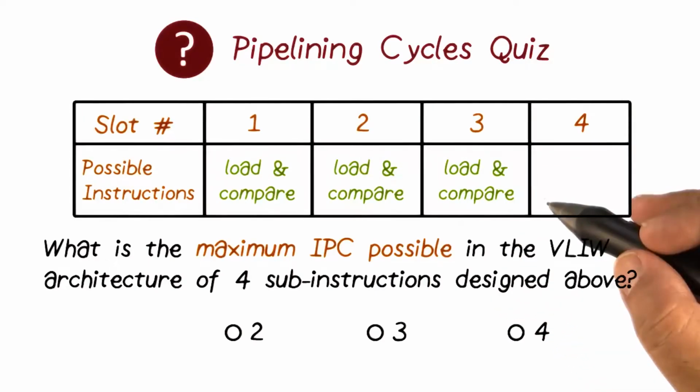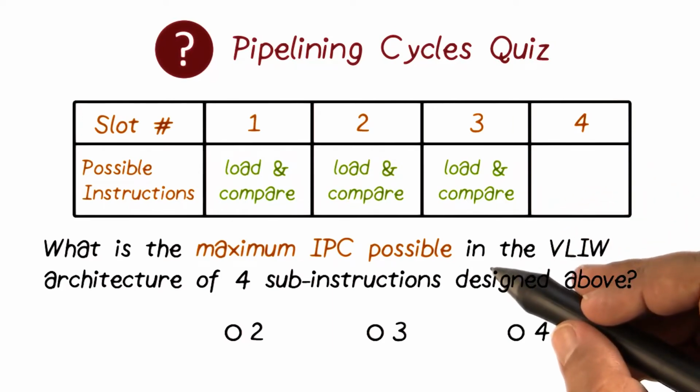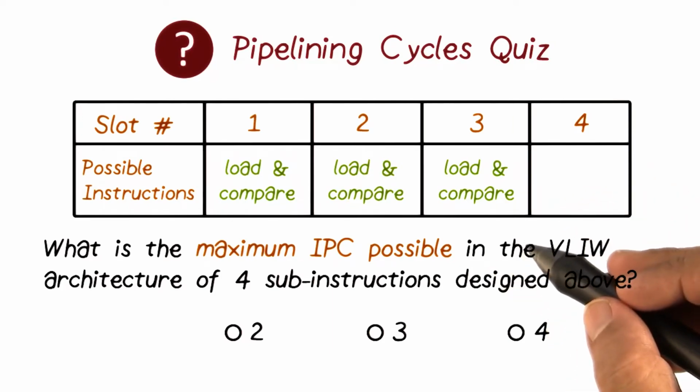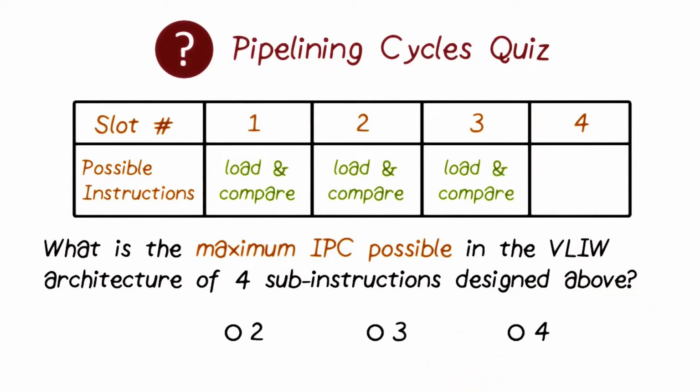So now let us test our knowledge of the maximum IPC that could be possible in this VLIW architecture of 4 sub-instructions per slot. So what is the maximum IPC that is possible? Is it 2 or 3 or 4?